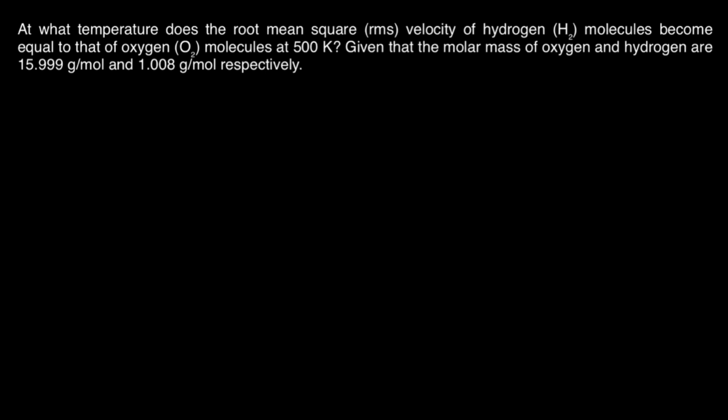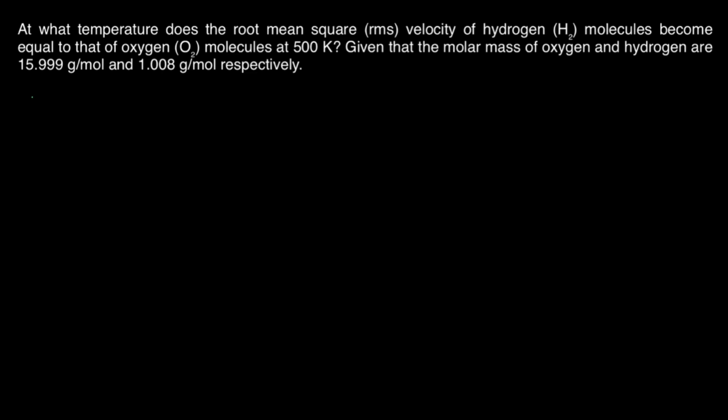At what temperature does the root mean square velocity of hydrogen molecules become equal to that of oxygen molecules at 500 Kelvin, given that the molar masses of oxygen and hydrogen are 15.999 gram per mole and 1.008 gram per mole respectively? Alright, so the first step in order for us to answer this question is to calculate the molar mass and convert it into kilogram per mole for each compound. Therefore, we are going to start with oxygen.